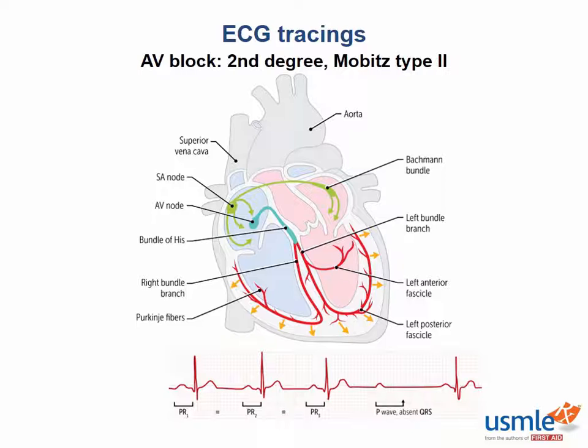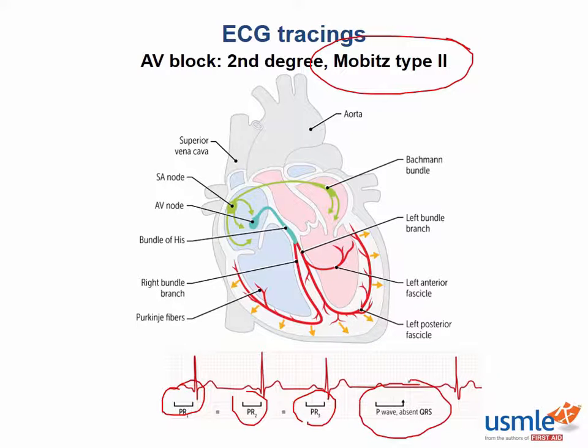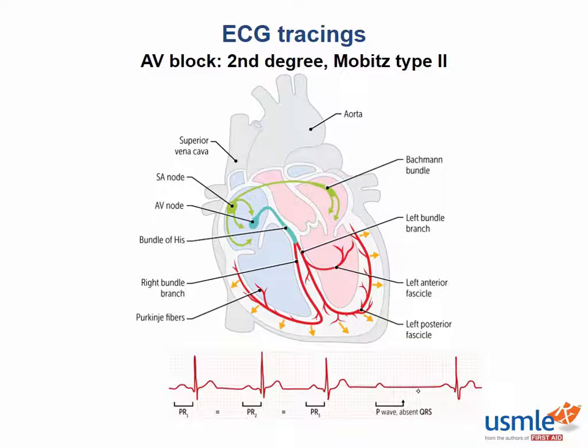Second degree AV block Mobitz type 2 is slightly different than Mobitz type 1 in that the PR interval is actually the same from beat to beat. There is no gradual regular increase that we see in Mobitz type 1. What we do see, though, are random absent QRS complexes. So we see a PR interval that is the same from beat to beat, but we see these randomly dropped QRS complexes. We can see a P wave here without a corresponding QRS complex.